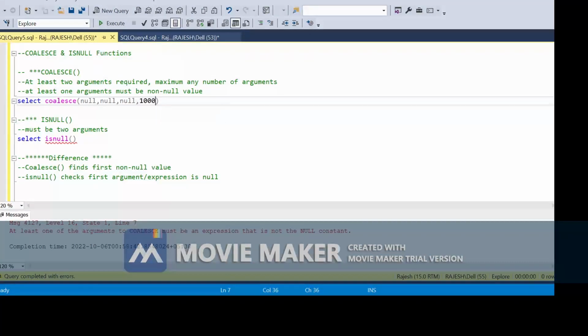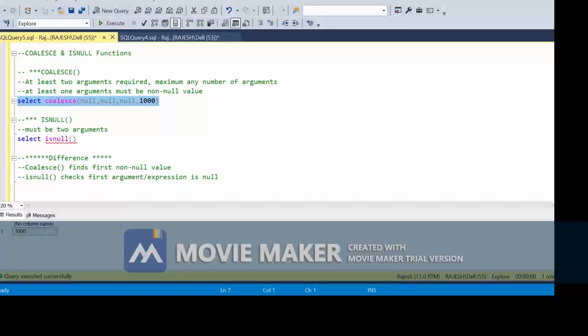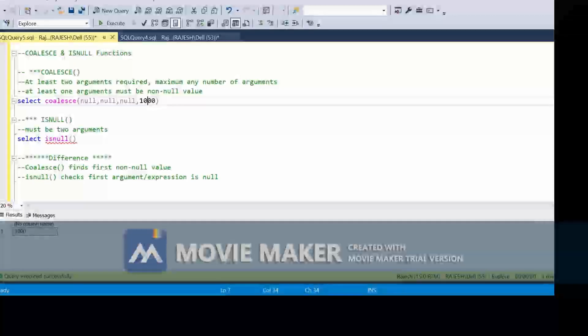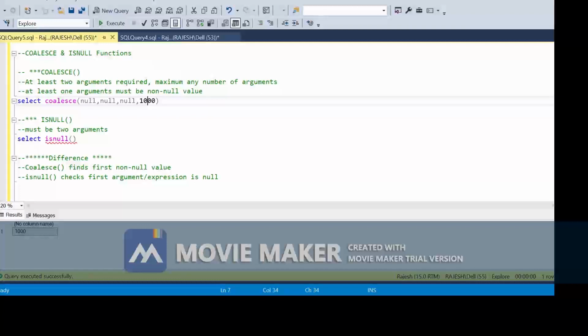So I will place 1000. Let's check again. Now it correctly shows the result as 1000, which is the first non-null value. The first one is null, the second one is again null, the fourth one is 1000. So this is the Coalesce function.